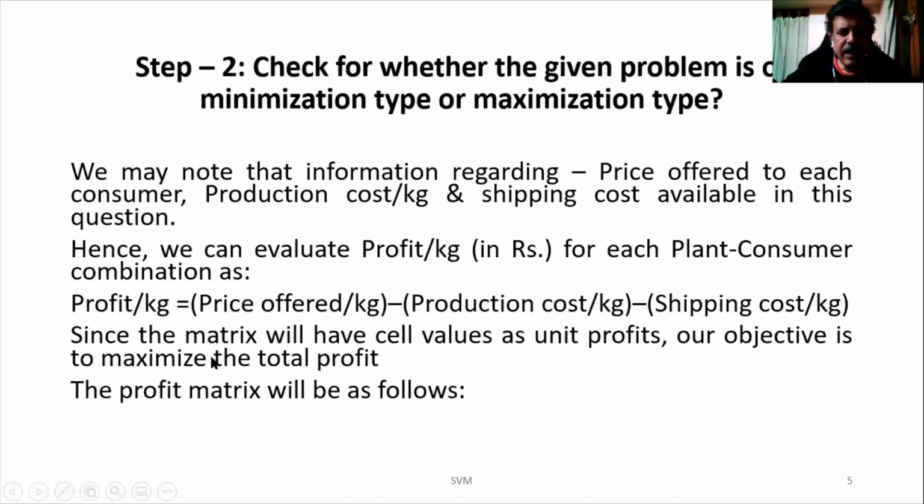So since the matrix will have the cell values as unit profits, the entire matrix will have unit profit per kg, how much is the profit. That means our objective will now become maximization, not minimization, because we are supposed to maximize the total profit. So we create a profit matrix like this.